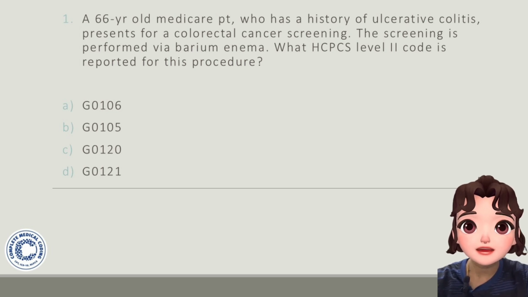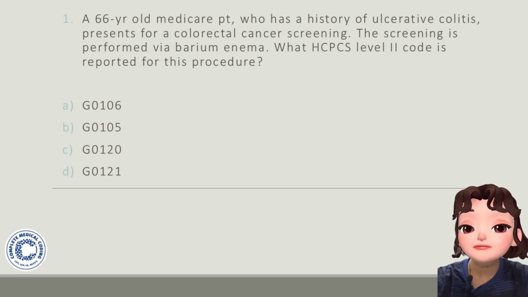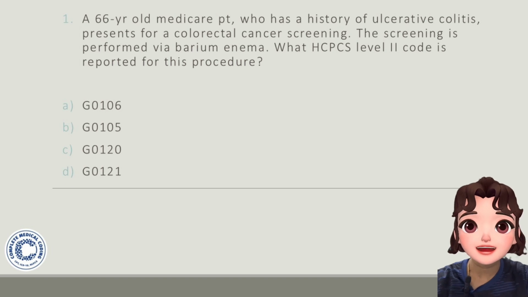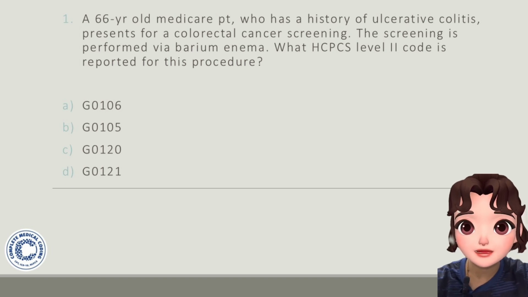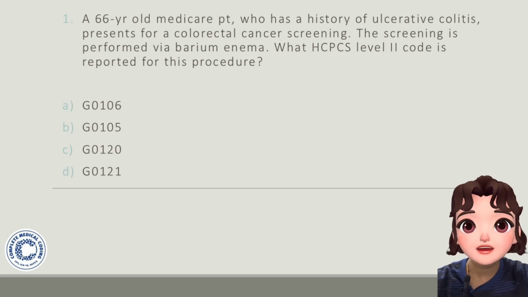What is G0106? G0106 represents colorectal cancer screening, alternative to G0104, screening, sigmoidoscopy, barium enema. What is G0105? Colorectal cancer screening, colonoscopy on individual at high risk. This one we need history of ulcerative colitis.